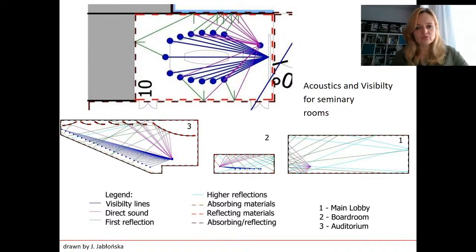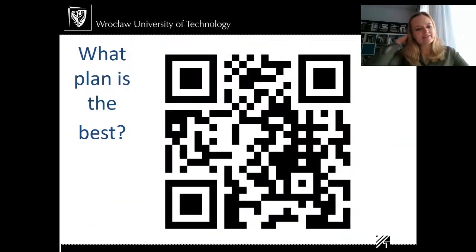The only thing that we should remember in the rooms with parallel walls is that they don't have to be perfectly parallel. One of the walls at least should have some sort of texture or shaping or geometry, so that we don't get the flutter echo inside of the space.